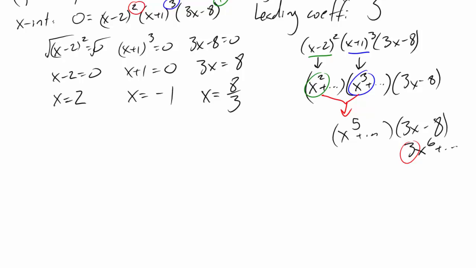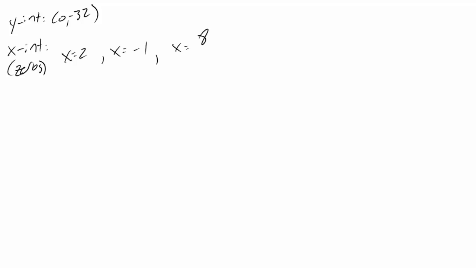Now we're going to take all of that information and shorthand it here. For our y-intercept, we had the point (0, negative 32). For our x-intercepts, or zeros, depending on how you feel like referring to them, those were 2, negative 1, and 8/3. Now remember, we also want to know the multiplicity of each one of those zeros.